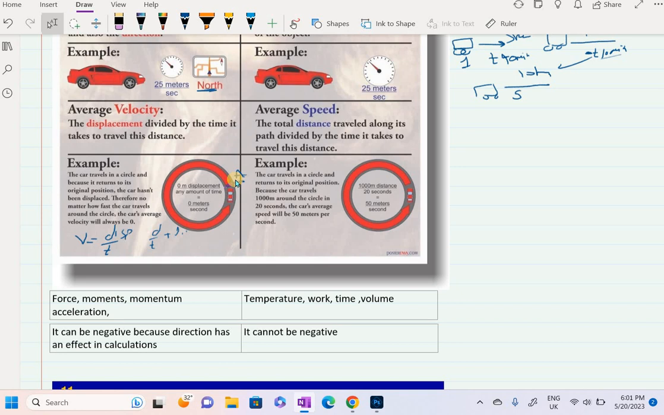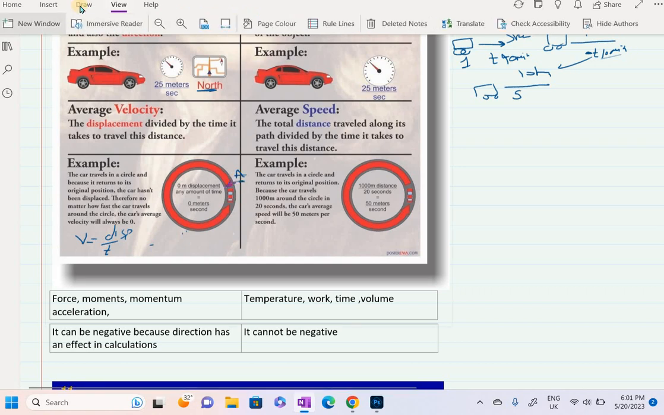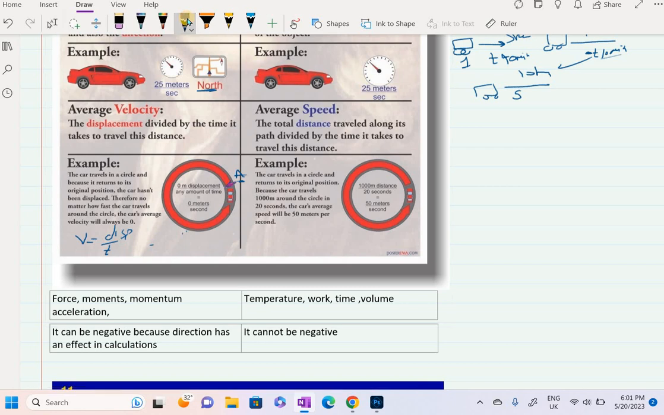I start from the same point and finish at the same point. I told you displacement is from the beginning till the end. So there is no beginning, there is no end. We have only one point. So displacement is 0. That means if this value of displacement is 0 over the time, velocity also is equal to 0. So here the velocity is 0.